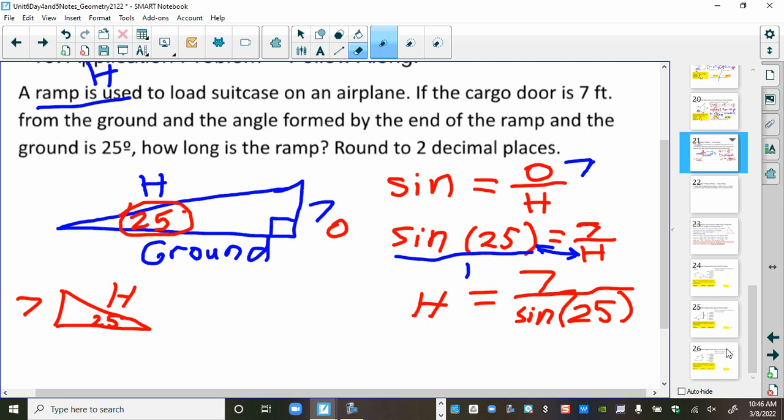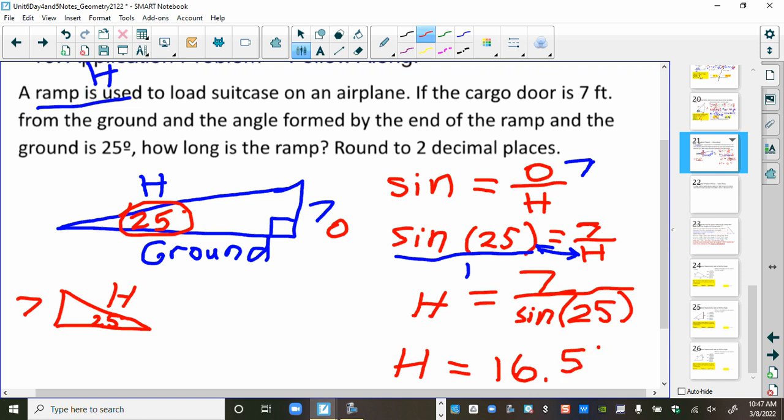And then all we have to do is just type it in the calculator, right? So if we do that, 7 divided by sine of 25, what number do we get? Yup, that's it. 7 divided by the sine of 25 is going to give you 16.563, or 16.56. That'll be good enough for me. But yeah, that's it. That's all you have to do.